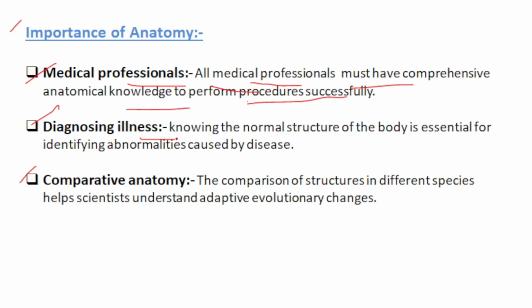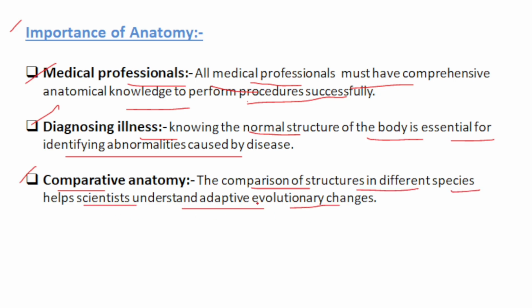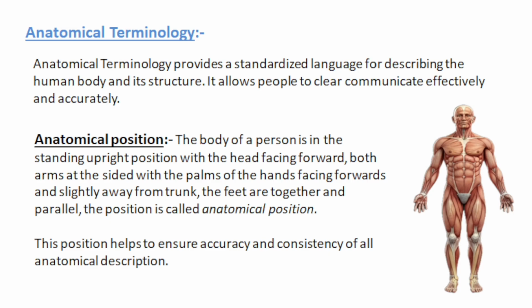Then diagnosing illness. Properly knowing the anatomical structure of the body is essential for identifying any abnormality that is caused by any disease. Then comparative anatomy, the comparison of the structure of different species, helps scientists to understand adaptive evolutionary changes. So these three points are mainly the importance of anatomy. Then anatomical terminology. Anatomical terminology provides a standard language for describing the human body and its structure. It allows people to communicate clearly, effectively and accurately.